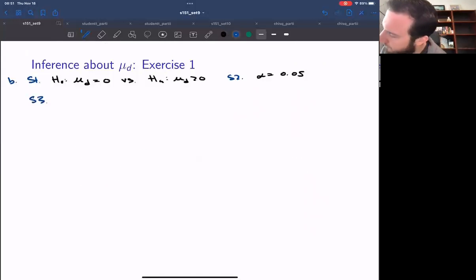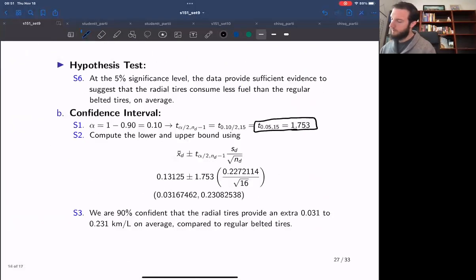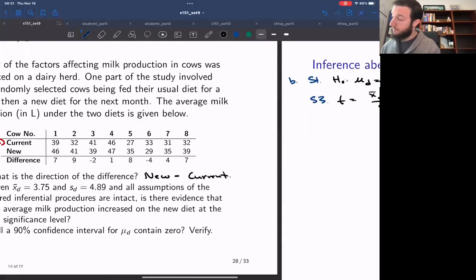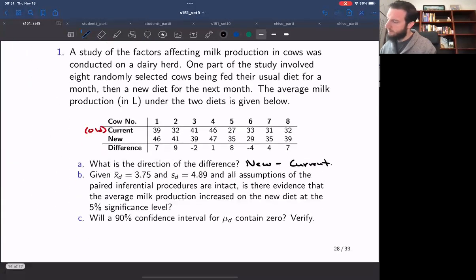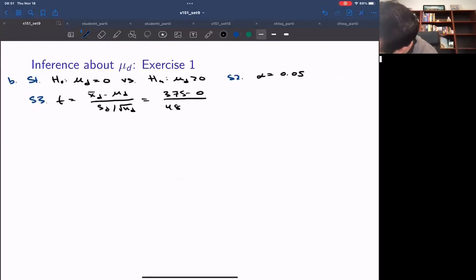Step 3, we have T is x bar d minus mu d over SD divided by the square root of ND. So this is going to be 3.75 minus 0 divided by 4.89 over the square root of 8, which gives us 2.169.